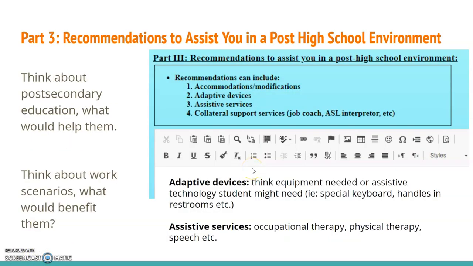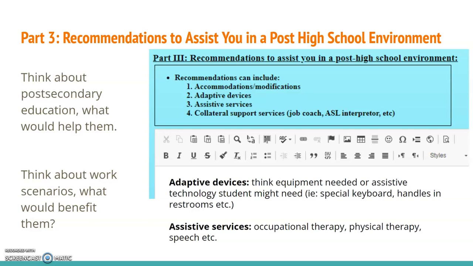And the third part of the summary of performance form is recommendations to assist the student in a post-school environment. So we need to think about what post-secondary education would help them. So if they were going to college, what accommodations and modifications might they need? What adaptive devices or assistive services might they need to utilize? Collateral support services. So think about what that child is planning on doing right after high school. Are they going into an educational setting, or will they be going directly into a work environment? And think about what they might need to be successful.